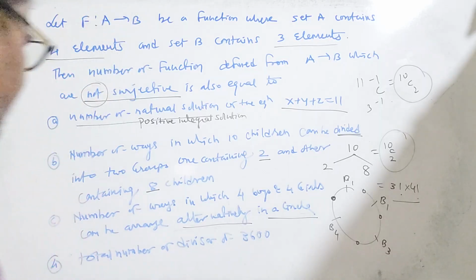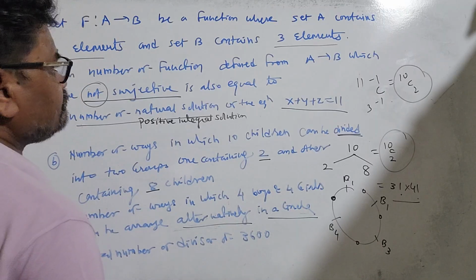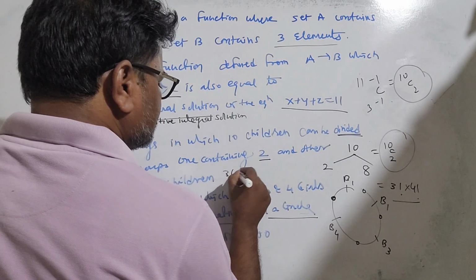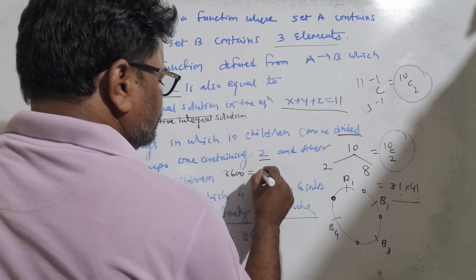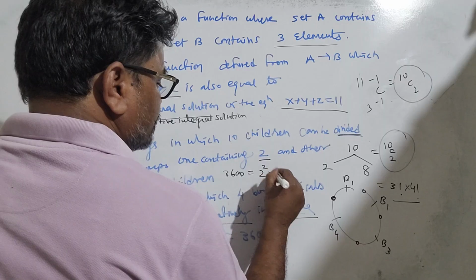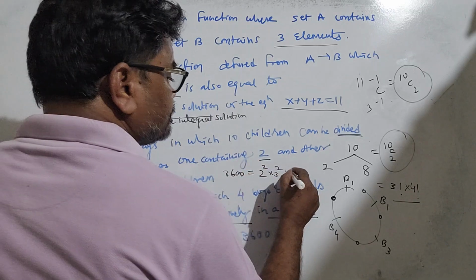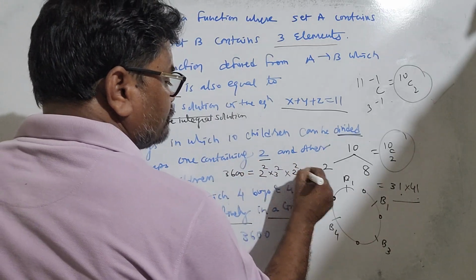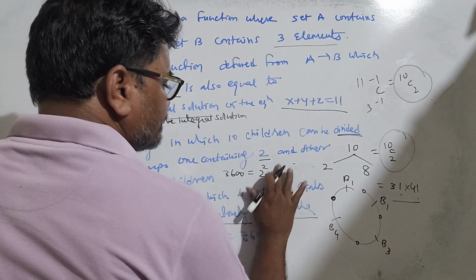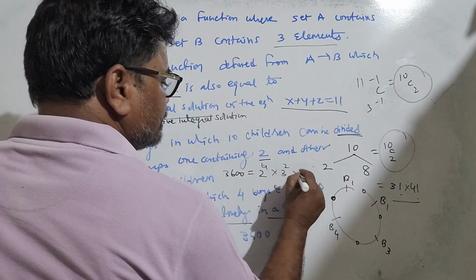Correct? Okay, and now the total number of divisors of 3600. Now 3600 can be factorized. Here I am doing 3600, that is equal to 36 square, 6 square, meaning 2 square into 3 square, 6 square I can write down like that, into 100. 100 means 4 into 25, means 2 power 2 into 5 power 2. Finally we have 2 power 4. Finally I can write down 2 power 4 into 3 power 2 and into 5 power 2.